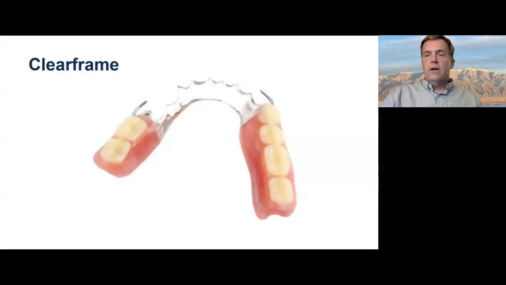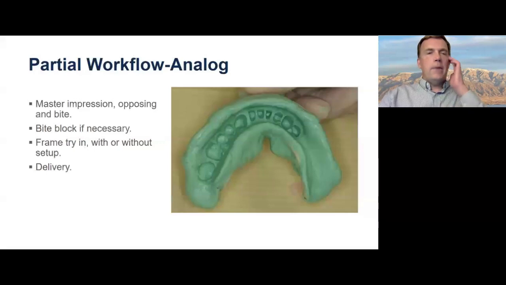Again, there's PEKK, PEEK, and PAEK, which are great strong materials, but they tend to look a little weird. So I think clear frame, if you want a material that you can make a tooth-supported frame out of that is not metallic, this is the one that's ready for prime time right now. So let's finish up by talking about the analog and then the digital workflows for partials.